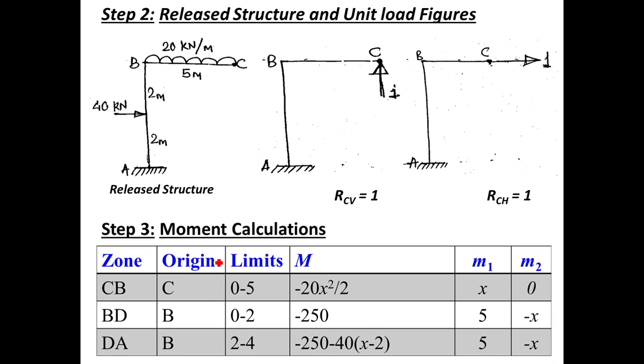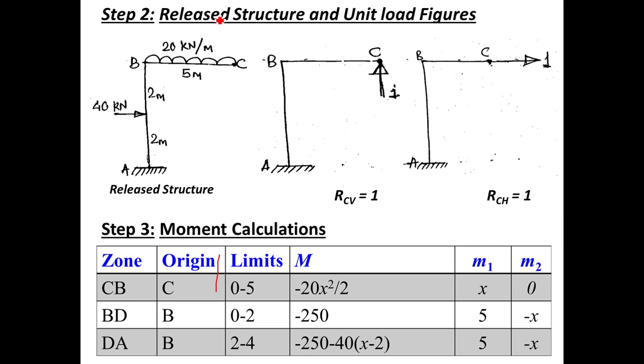Now the second column is origin. Origin means, we have already discussed many times in the beam problems, that the distance of any section is always measured from the origin. So in the case of a beam, we have taken a common origin for all zones. But in the case of a frame, we cannot take the same origin for all the zones, because in a frame the orientation of the member will change. The beam is a horizontal member, whereas the column is a vertical member. So we have to select one origin for the beam and one origin for the column.